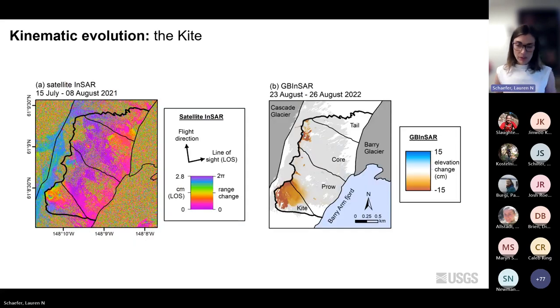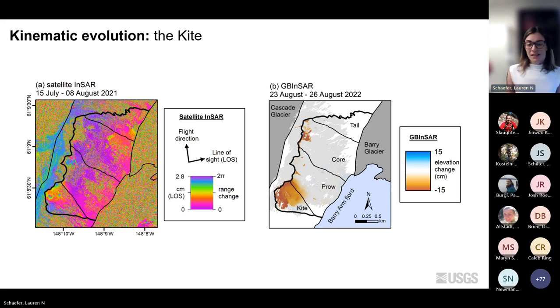This is also interesting when we think about the tsunami hazard. I'm showing here on the left satellite InSAR, on the right ground-based InSAR, to show two different instances of evidence of the kite moving independently. Again, the kite is this upper half, this seemingly unsupported area with no exposed stable bedrock downslope. And we can see that the kite is influencing this boundary into the prow a bit, but pretty much the deformation is constrained to the kite.